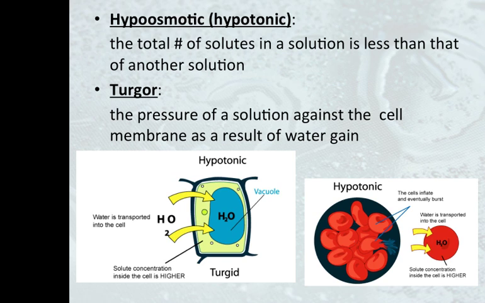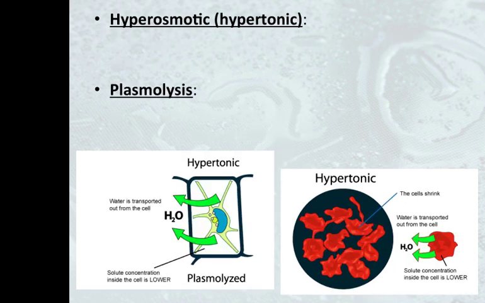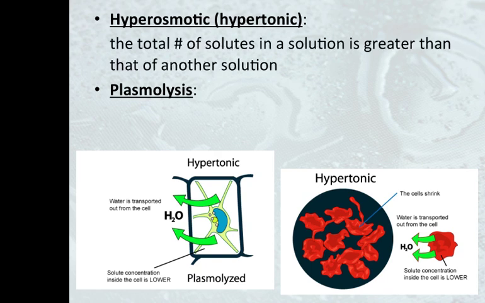Hypoosmotic is sort of like the word hypoglycemic. It means less than. Hypoglycemic is not enough blood sugar. Hypoosmotic is a lower concentration of solutes. Hyperosmotic is the opposite of hypoosmotic. It's hyperactive. It's extra. The solution outside the cell is said to be hyperosmotic. There are more solutes outside the cell. If there are more solutes outside the cell, there is less water outside the cell. That means, relatively speaking, there is more water inside the cell, and the water is going to flow from inside the cell and go out.